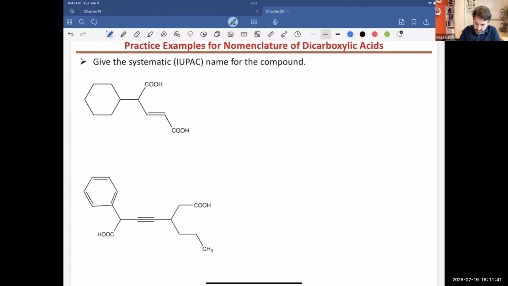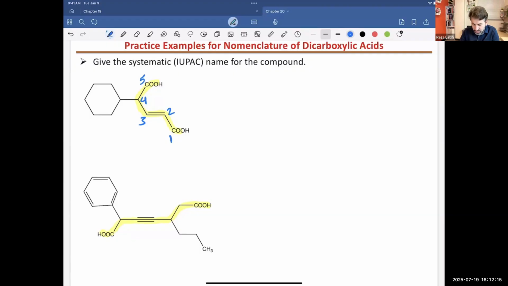Let's go after this one, and I'm going to say that's going to be the main chain. Same thing here. Okay, I'm going to start labeling the molecule from the bottom of the molecule. Why? Because the double bond will get a smaller number. So we'll start labeling from here. 1, 2, 3, 4, 5. Okay, and I have cyclohexane on the fourth carbon.